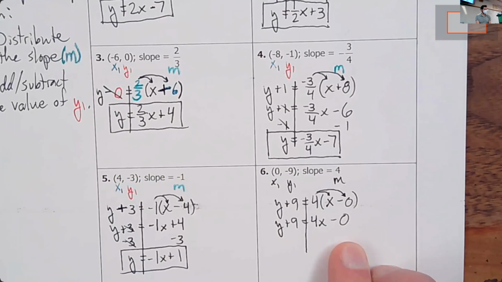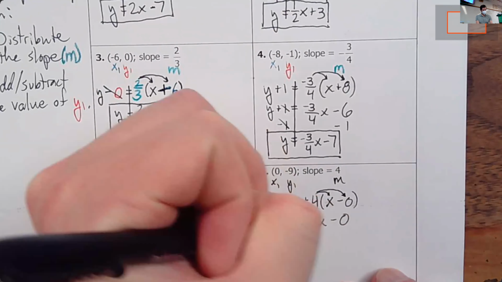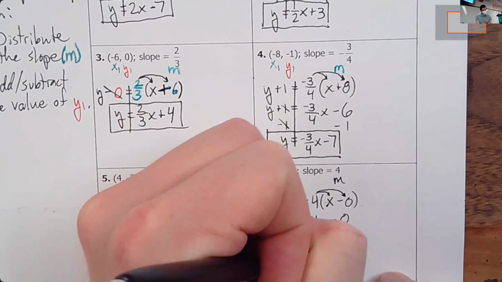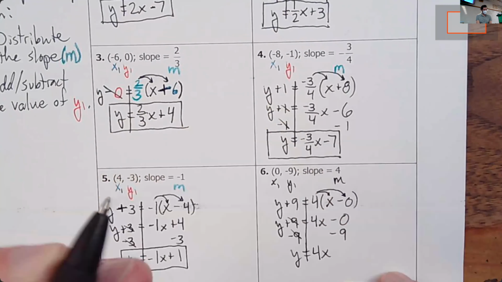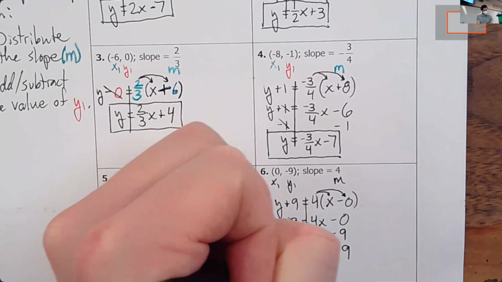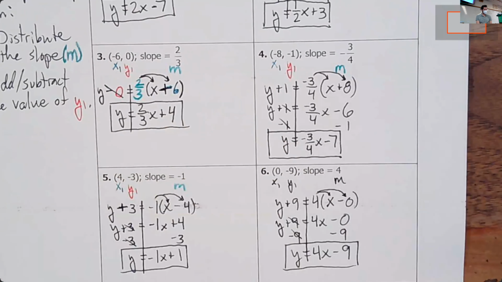So we're going to add or subtract the value over here with the y. So that means we need to get rid of a +9. So we're going to subtract 9 from both sides. And so that'll give us y equals 4x. And then 0 minus 9 is just -9. So 4x minus 9. And so there's our slope-intercept equation right there.